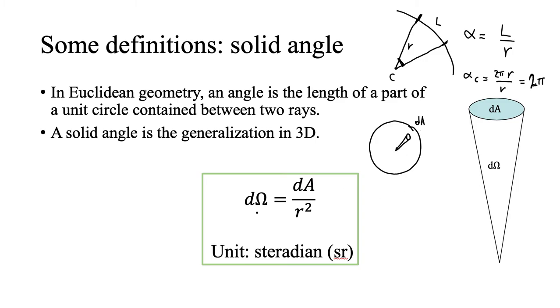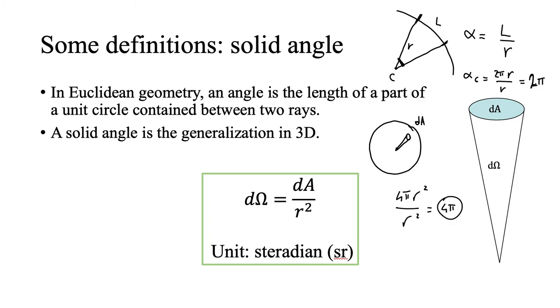And you can define a solid angle, d omega, as the small area divided by the square of the radius. Units of measurement are not radians, but steradians for solid angles. What is the solid angle of the whole sphere? Well, substitute dA with the whole area of the sphere. That is, I remind everyone, 4 pi r squared. If we divide by r squared here, this is 4 pi. 4 pi is the solid angle corresponding to the entire sphere. Okay?